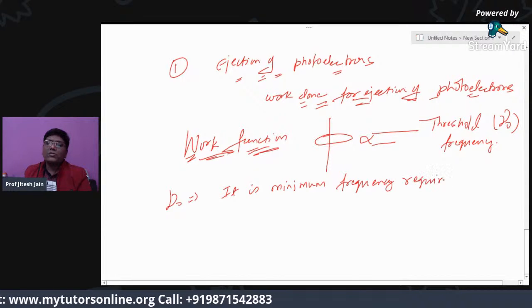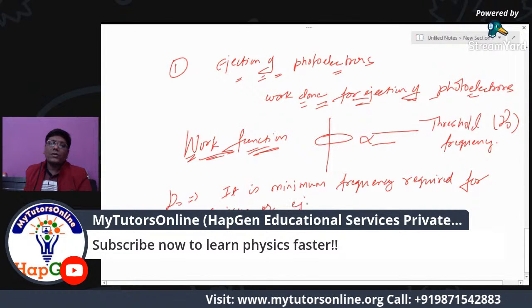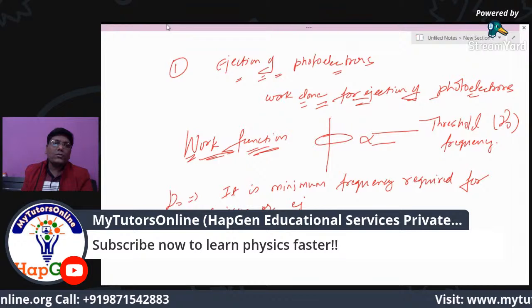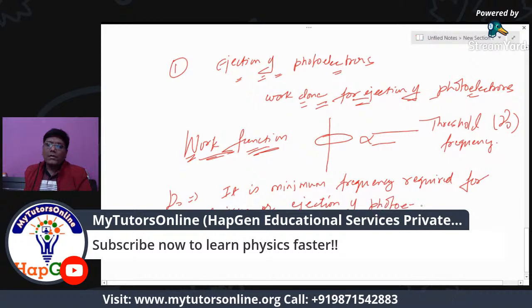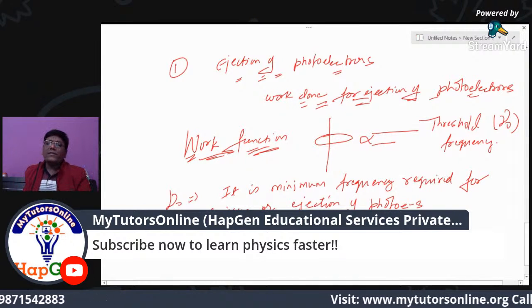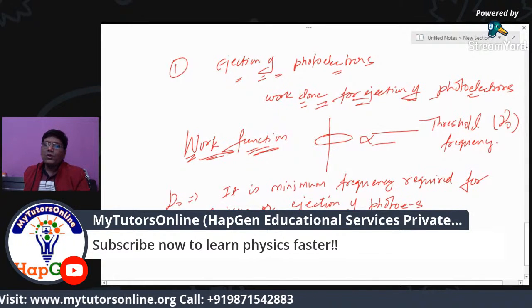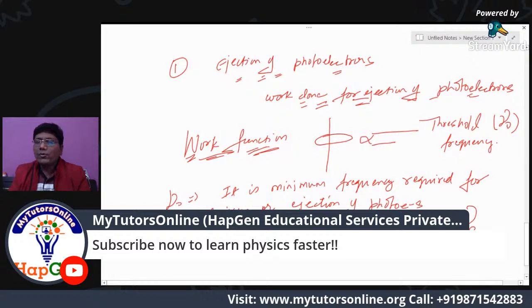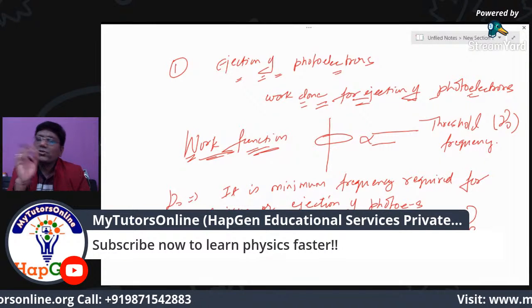required for the ejection of photoelectrons. Required for emission, or the ejection of the photoelectrons, right? That means from the metallic surface, some photoelectrons will be ejected when a certain amount of light falls there. The frequency of the incident light nu must be greater than or equal to the threshold frequency nu zero. If suppose your light is such that its frequency is lesser than this nu zero, the threshold frequency, then the photoelectric effect is not going to take place, right?